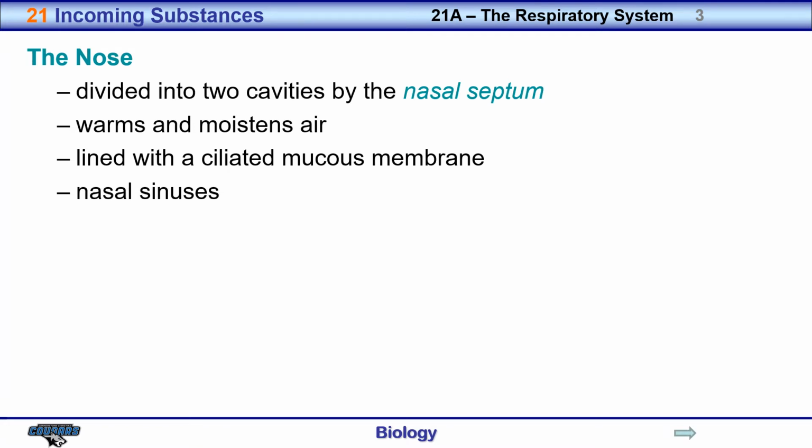Then, in addition to the nasal cavity, you also have nasal sinuses. These are air-filled cavities that open either into the nasal cavity or into your throat, and they're also lined with ciliated mucous membranes. And so when you have sinusitis, this is when you have an infection of these air-filled cavities, and then that will drain down into your nose or into your throat.